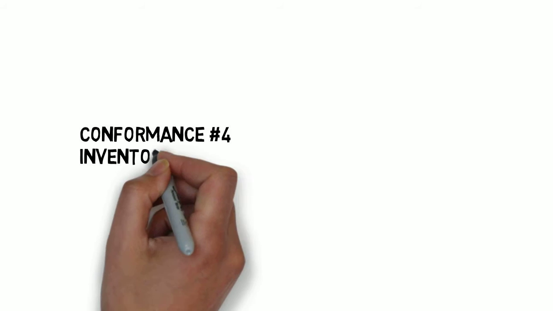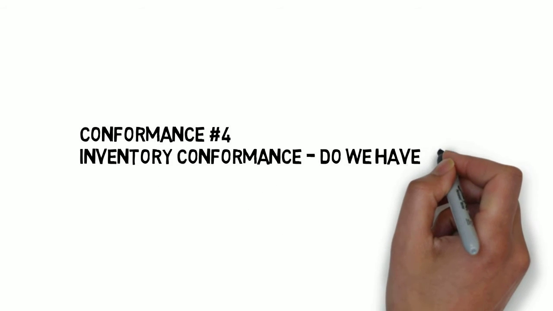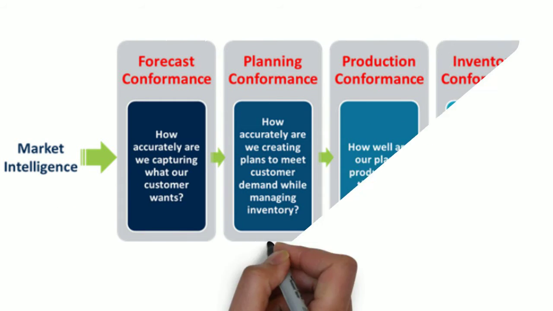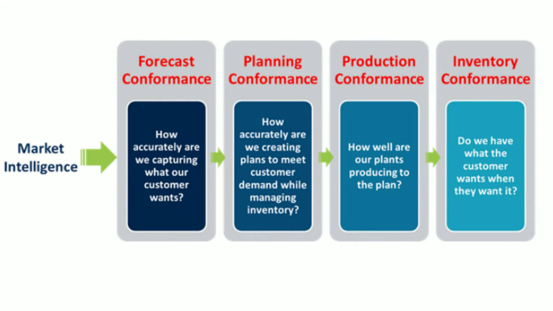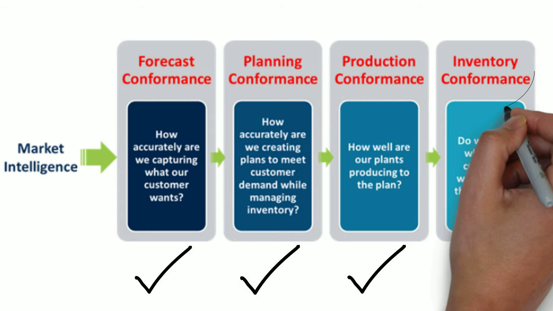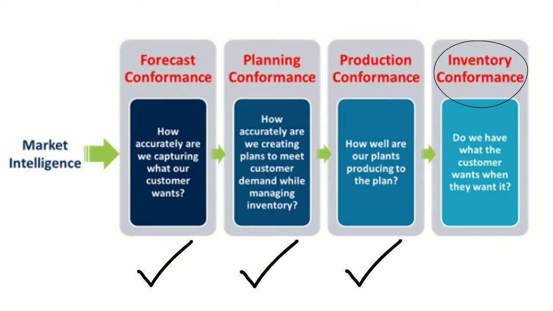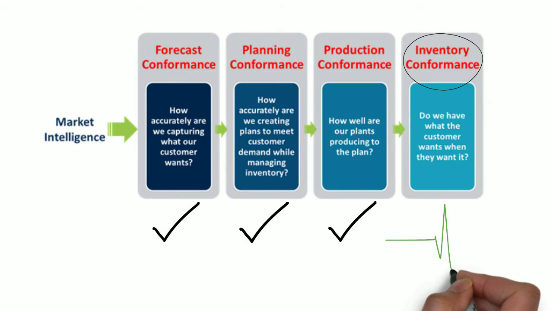This brings us to our fourth conformance, which is inventory conformance. And this is, do we have what the customer wants when they want it? At the end of the day, what mattered was getting our codes back to target and in mix. The inventory conformance is the culmination of the first three conformances: forecast, planning, and production. These are leading indicators that together combine to generate inventory conformance, a lagging indicator, and a good indication of Halyard's supply chain health.